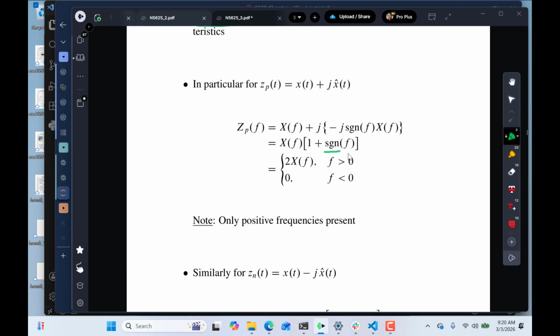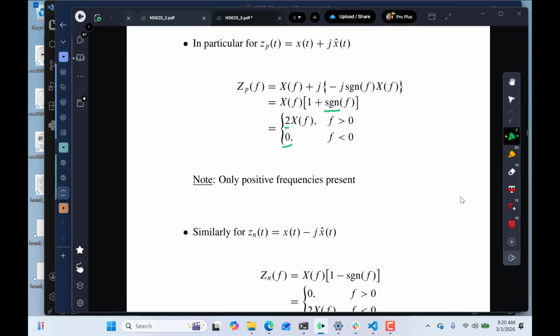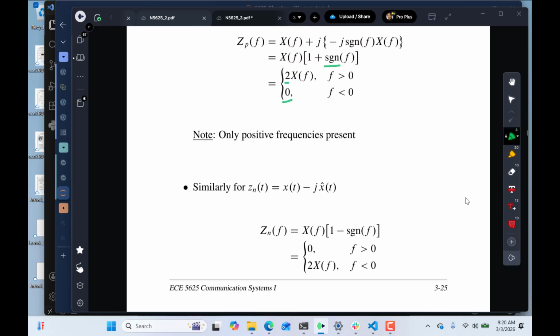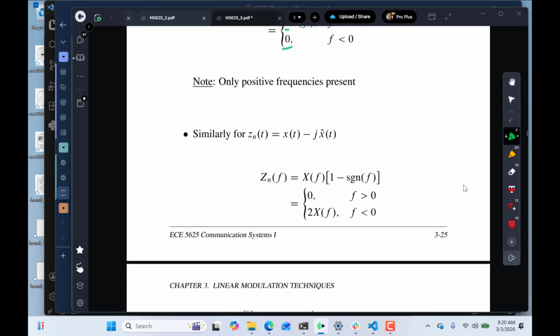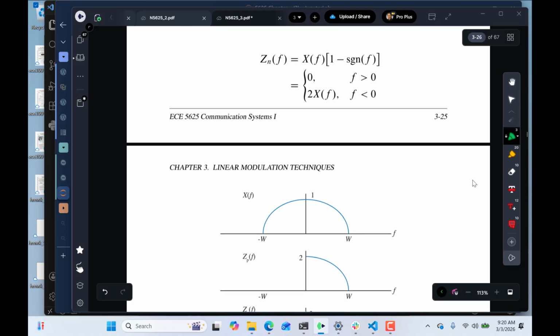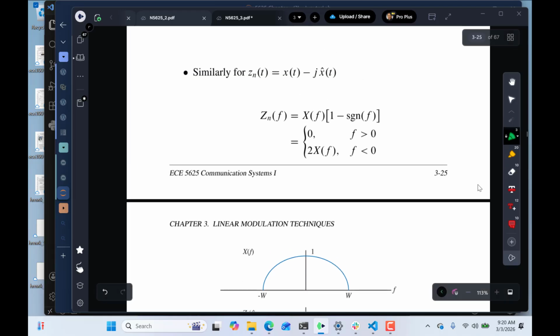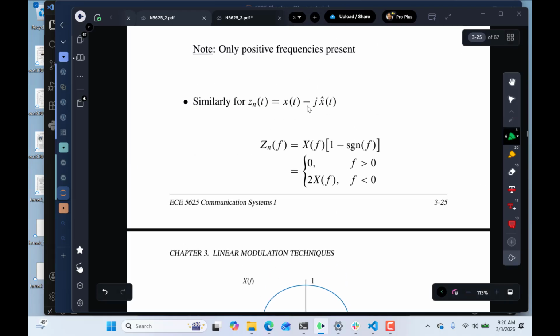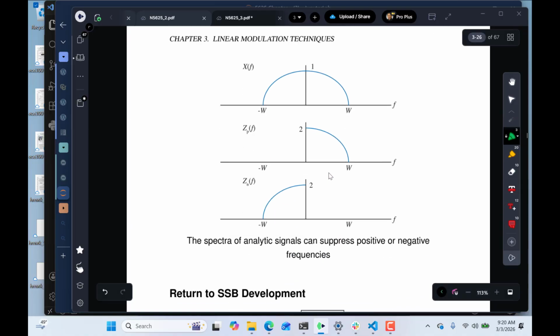And if you remember, the definition of the signum function is it's minus 1 for f less than 0. So that means these two terms annihilate each other and we get 0. And then we get double on the positive frequency. So that has the character of a single sideband signal. It's at baseband, it's centered on 0, but this tells us how we can do things with an analytic signal to form a single sideband. And this is just showing if you put the minus sign in here, we'll get the negative frequencies only. So we have the z sub p and z sub n forming upper and lower sideband signals.